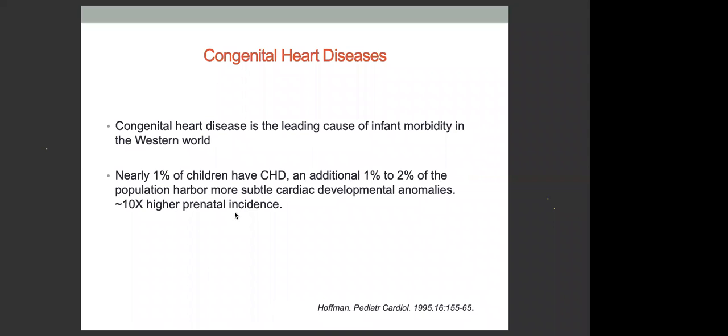So we all should be aware that congenital heart disease is indeed a leading cause of infant morbidity across the world. In some countries, the data may not be readily available. But nearly 1% of children tend to have congenital heart disease, and 1 to 2% of the common population tend to have developmental anomalies, which leads to almost 10 times higher prenatal incidence.